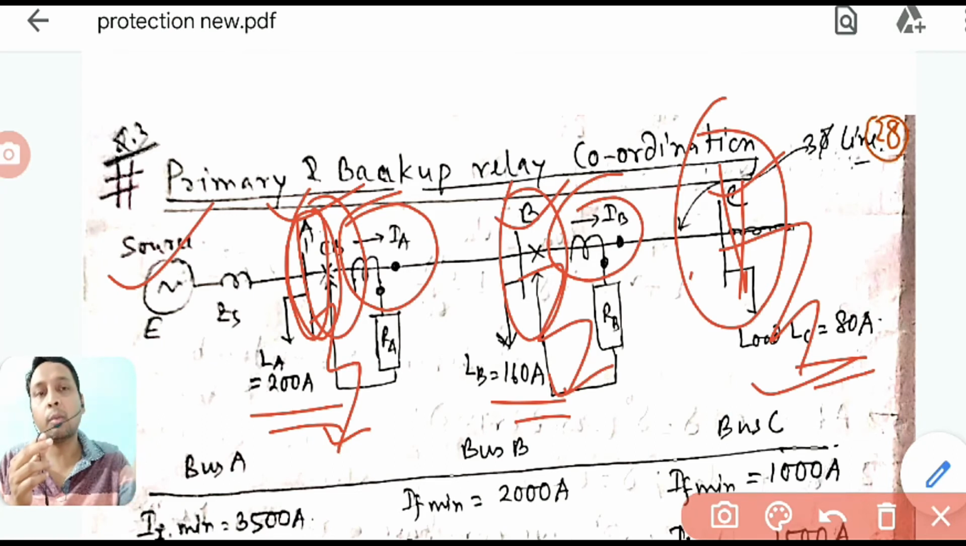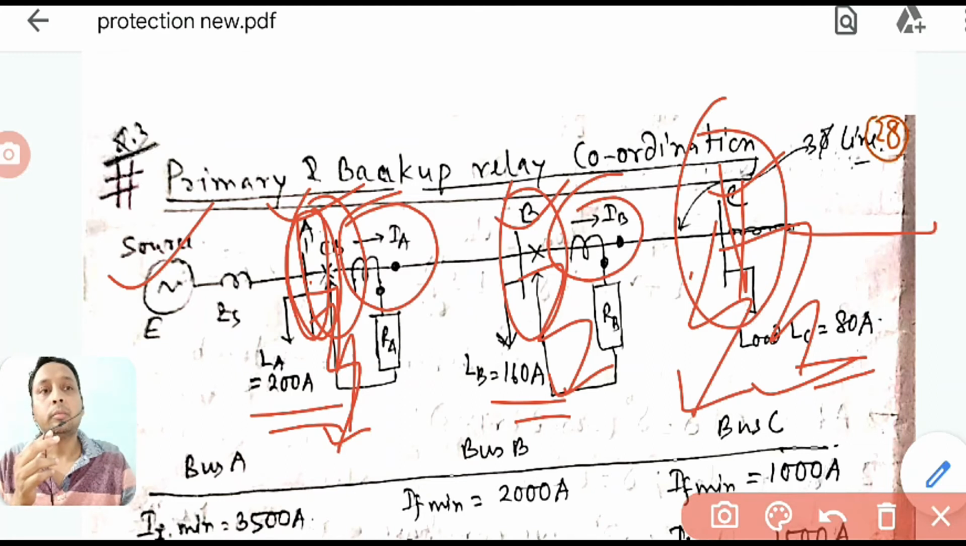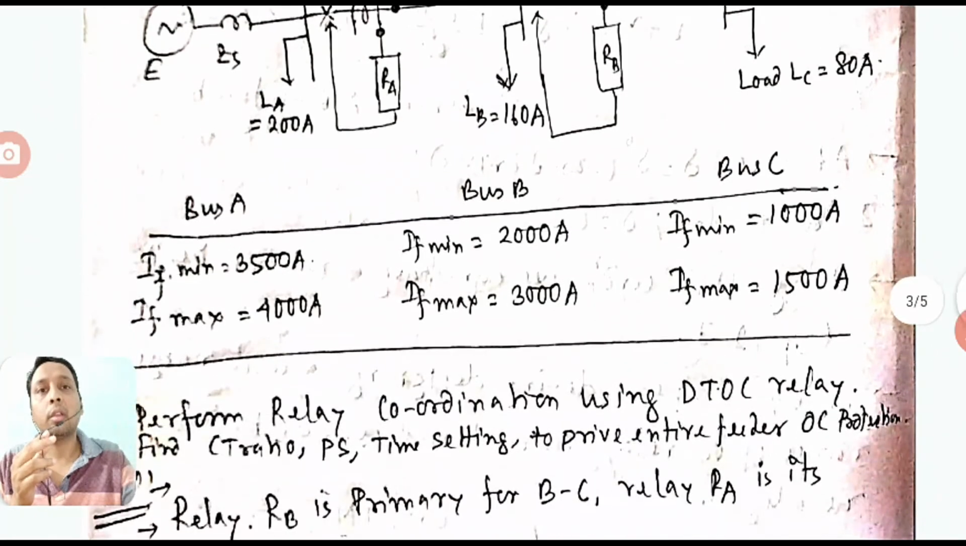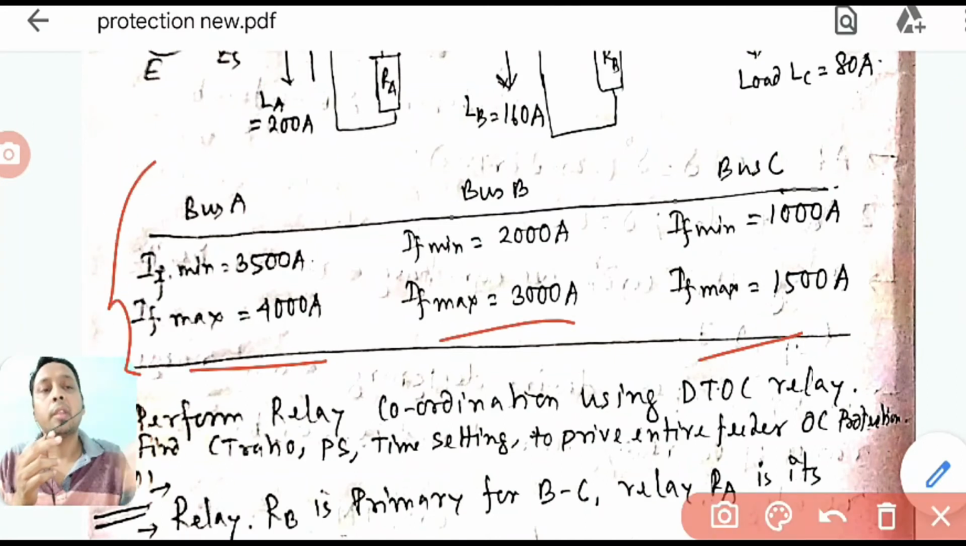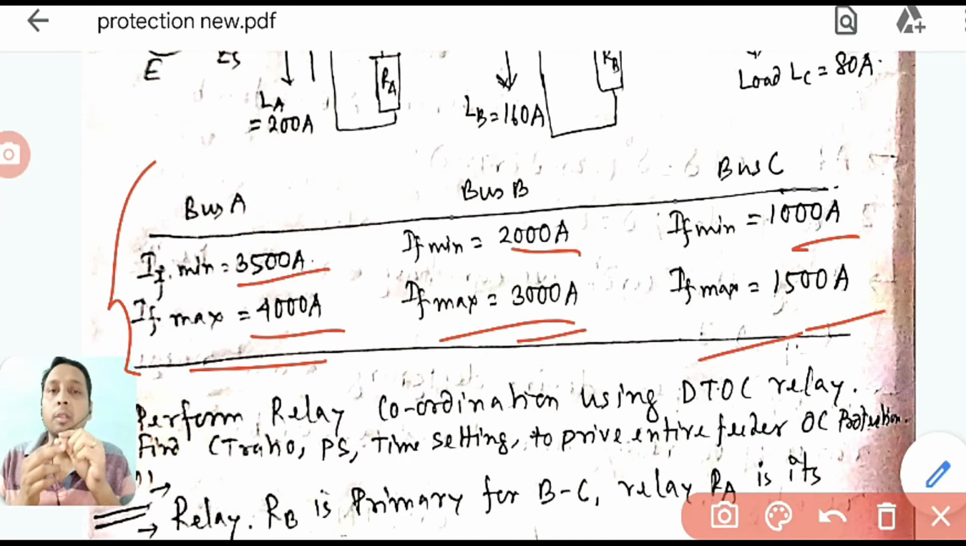Obviously the maximum will be a dead short circuit right here itself, and the minimum will be an LG fault at the farthest part. This analysis is given to you. So where does this analysis come from? This analysis comes from fault analysis. So the maximum and minimum fault currents for bus A, what will be bus B, what will be bus C, all these fault currents are given.